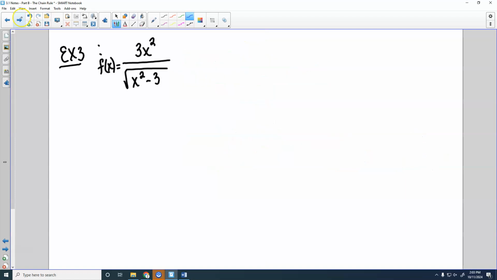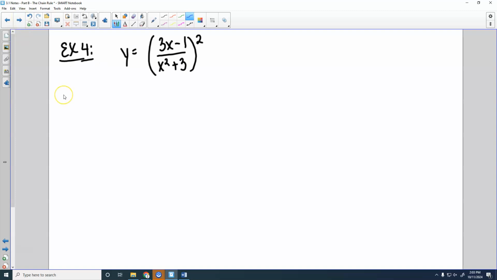I had a third example here, but it is very similar to what we just did. I'm going to skip it. Let's go to this 4th example. This will be our last one.